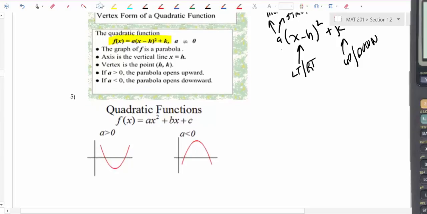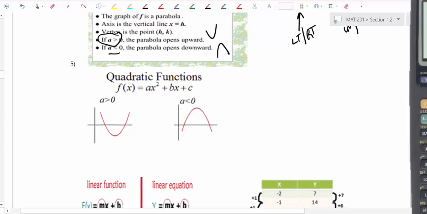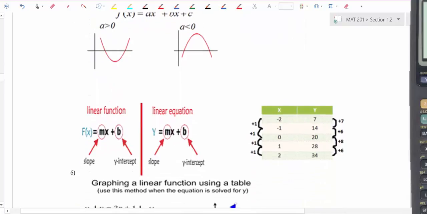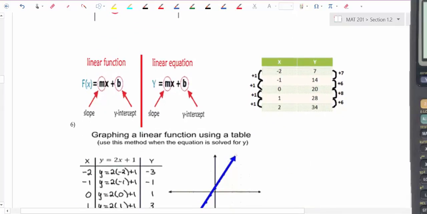Okay, and then if a is positive, that just means you have a parabola going up. If a is negative, it causes a reflection like that. So that's just kind of the general basic form. We call that the vertex form of a quadratic function. So it looks like that. Okay. Linear functions, y equals mx plus b. You should have that down hopefully.